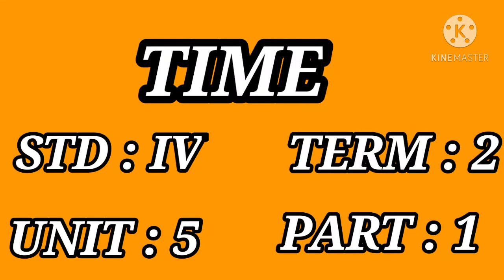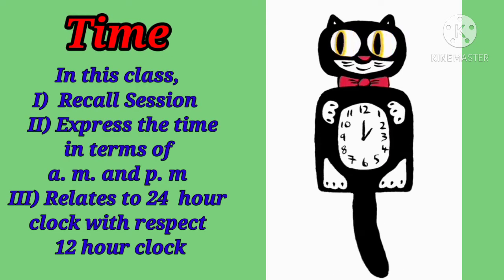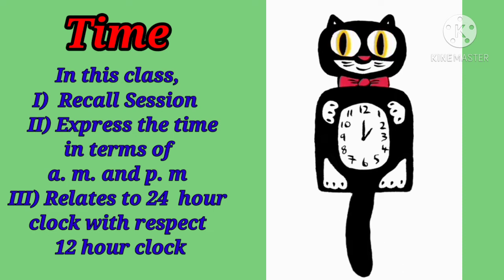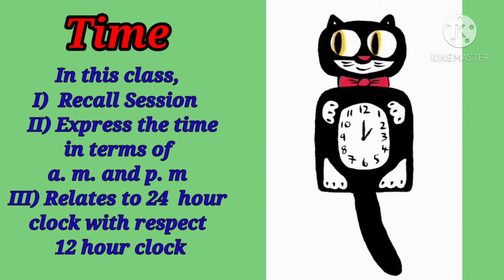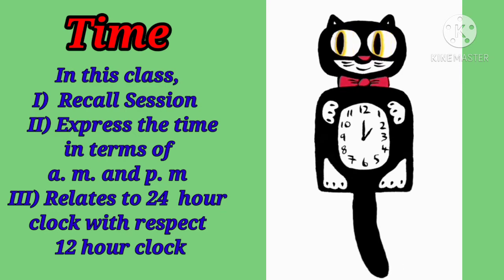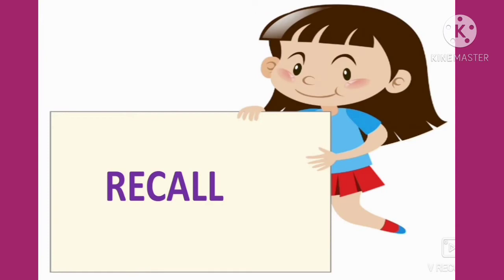Time is our fifth unit of this term. In this class, let us recall some topics of time which we have studied in the last class. We express the time in terms of AM and PM related to the 24-hour clock with respect to the 12-hour clock. Now children, let's recall about the topic time which we have studied in the last class.